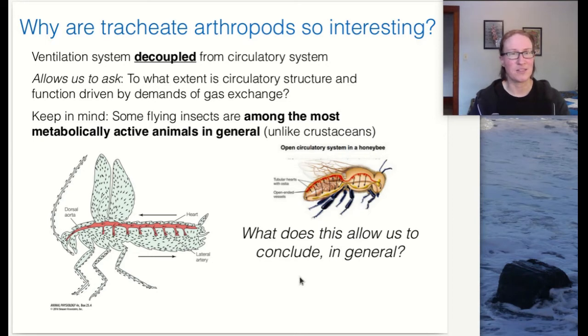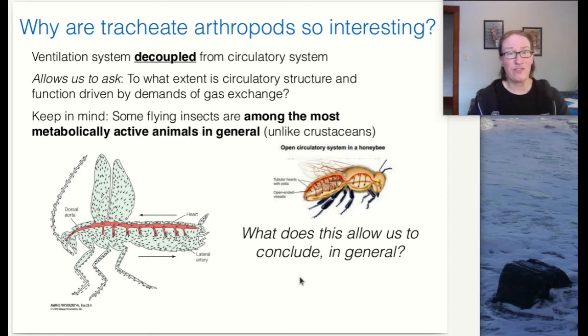the tracheate arthropods, okay? And to help think about this, you need to know that some flying insects, like the honeybee that's pictured here, are among the most metabolically active animals in general. So pound for pound, these guys are burning a lot of oxygen as they fly. And they contrast with the crustaceans I just showed you that are generally pretty sluggish in terms of their activity levels. Okay, so what that all means is the tracheate arthropods have very high oxygen demand.